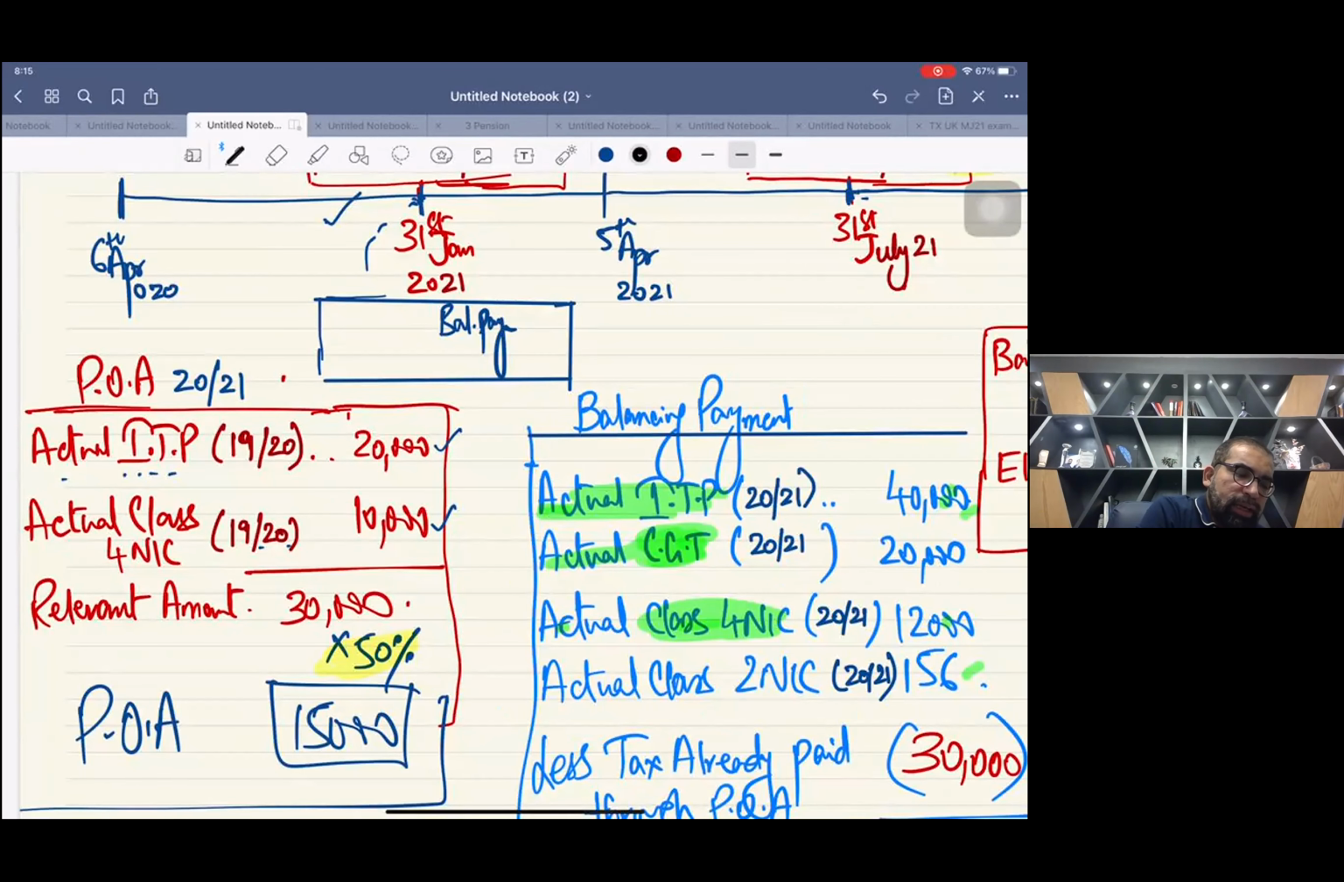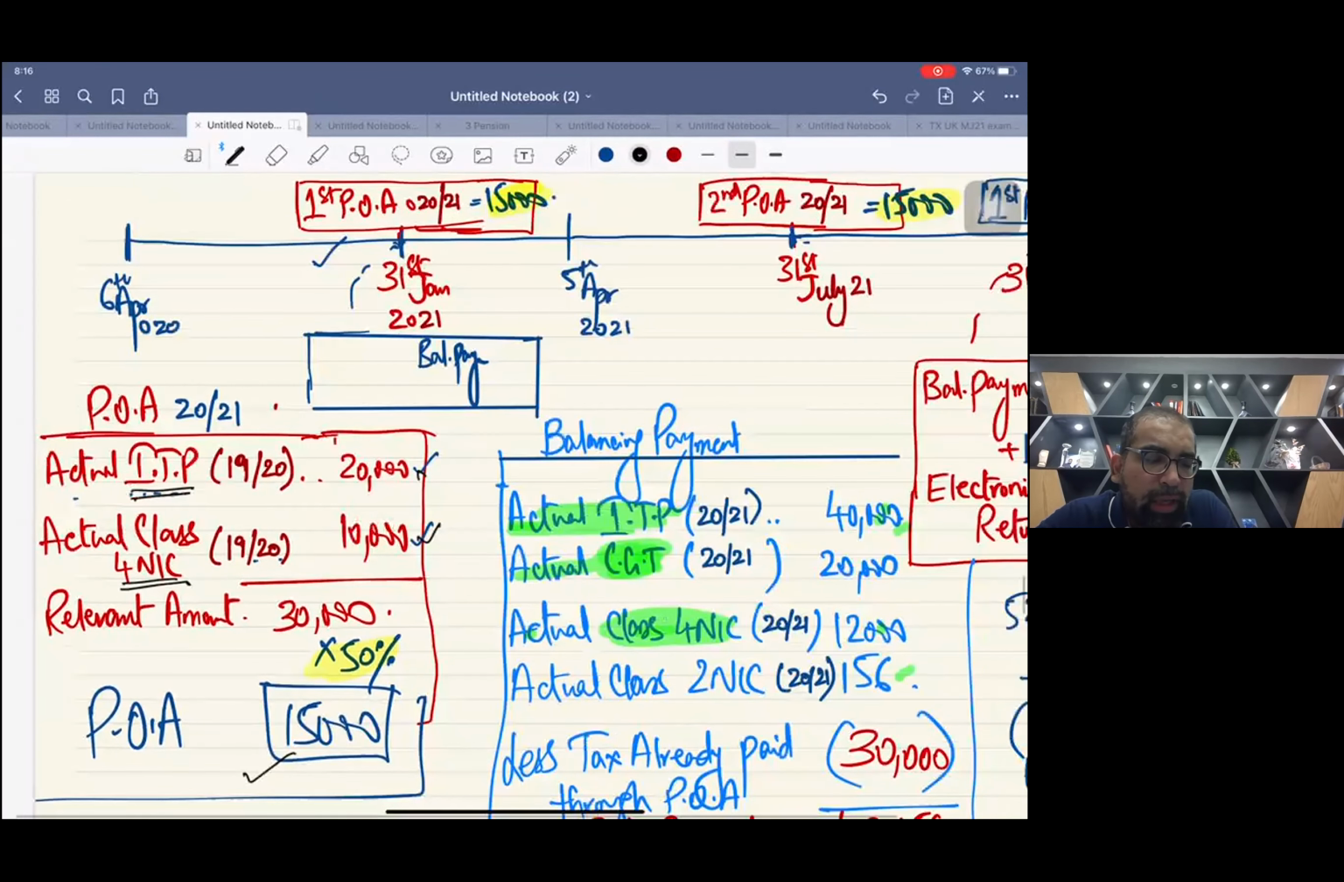And you need to take ITP, the last year income tax payable, and last year class 4 NIC. These are assumed numbers, I've taken my own numbers. So it's 20 plus 10. Total relevant amount is 30,000. And you know there are two payments on account, so you multiply it by 50%. So 15,000 is your POA, right?